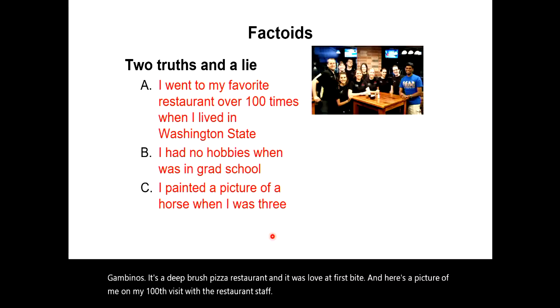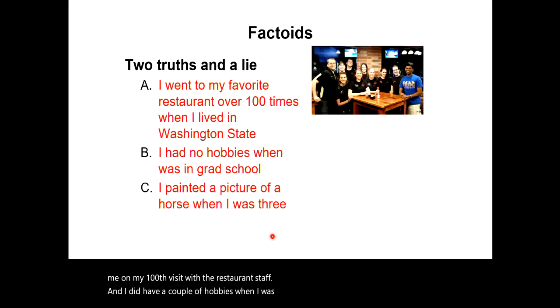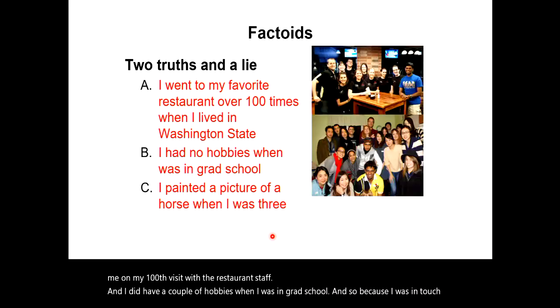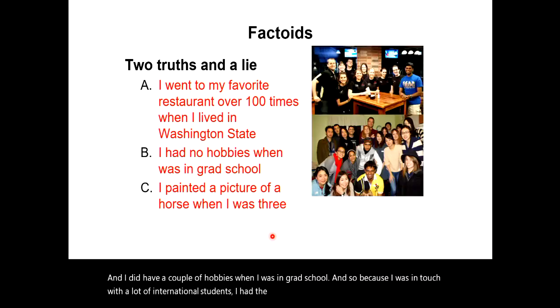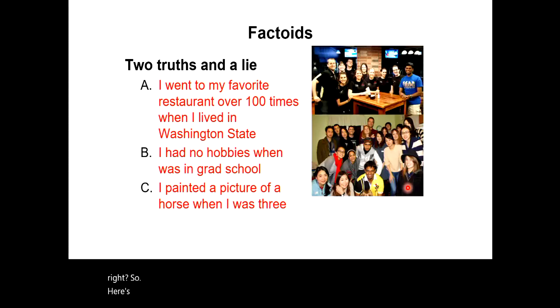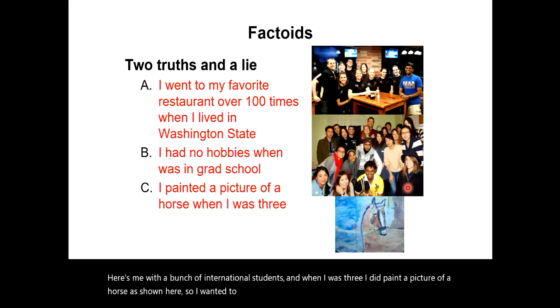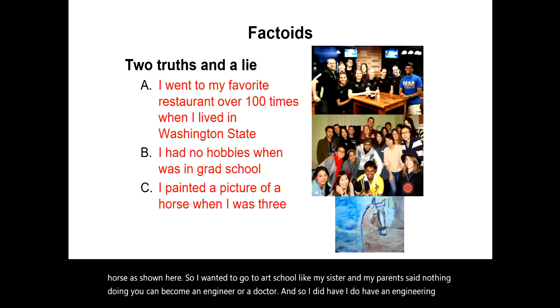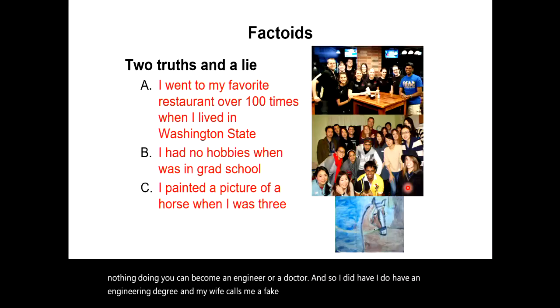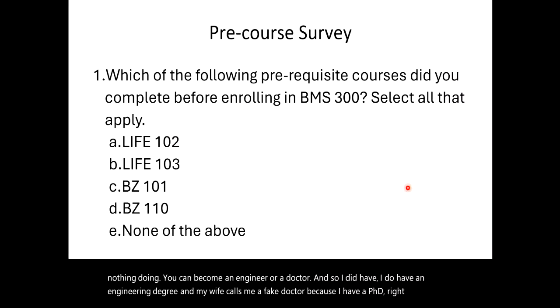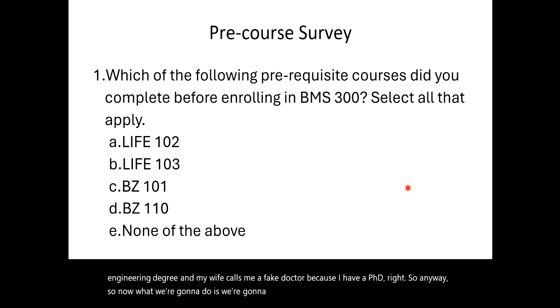And I did have a couple of hobbies when I was in grad school. Because I was in touch with a lot of international students, I had the opportunity to pick up Mandarin and Japanese. So here's me with a bunch of international students. And yes, when I was 3, I did paint a picture of a horse, as shown here. I wanted to go to art school, like my sister, and my parents said, nothing doing, you can become an engineer or a doctor. And so I do have an engineering degree, and my wife calls me a fake doctor because I have a PhD. So anyway, now we're going to do this pre-course survey.